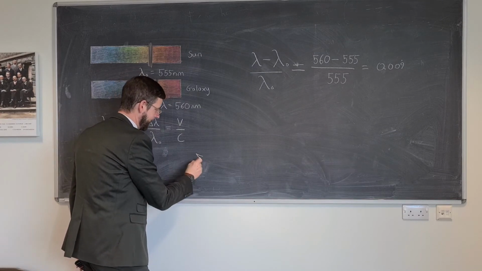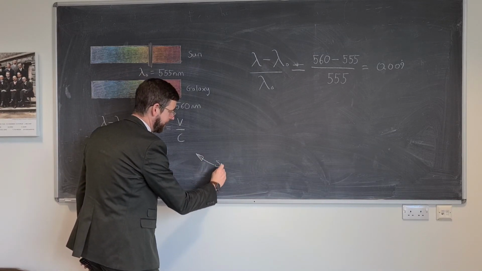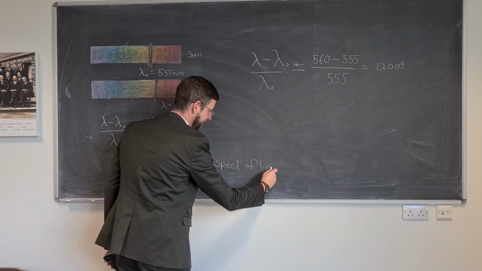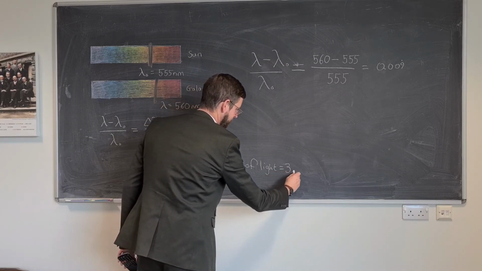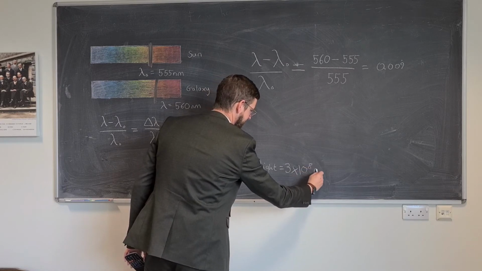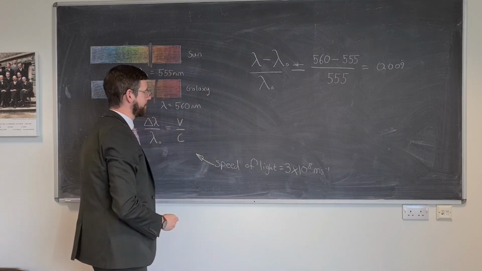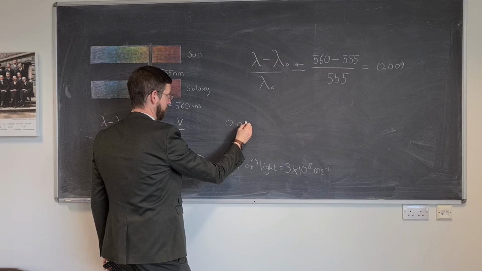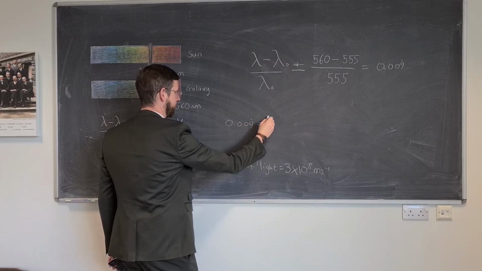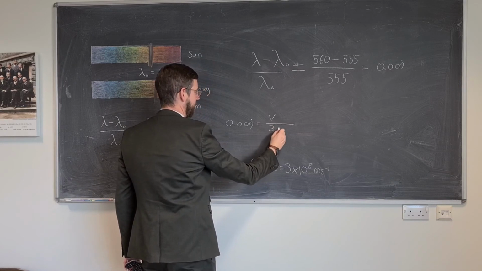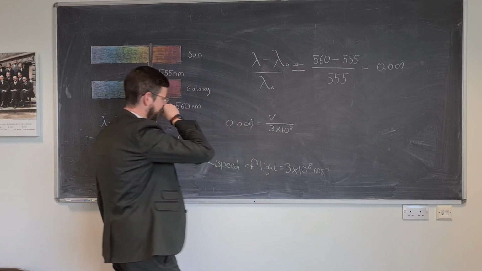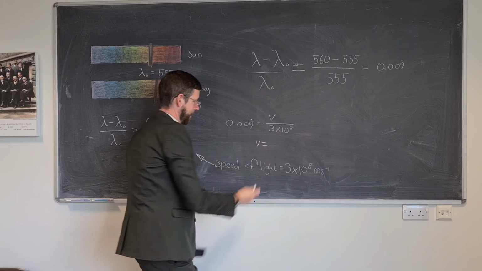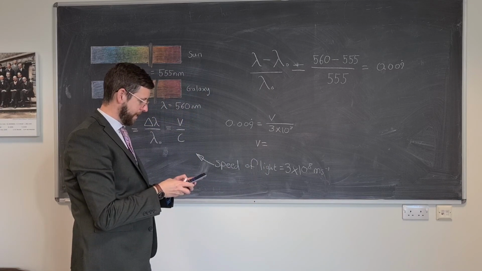And C, you may remember from before, was the speed of light in a vacuum. So the speed of the light is 3 times 10 to the 8 meters per second. So if I have got that number, 0.009 recurring is equal to V divided by 3 times 10 to the 8. You can see I need to multiply this by that to get this. So final step, the V is this number times 3 times 10 to the 8.